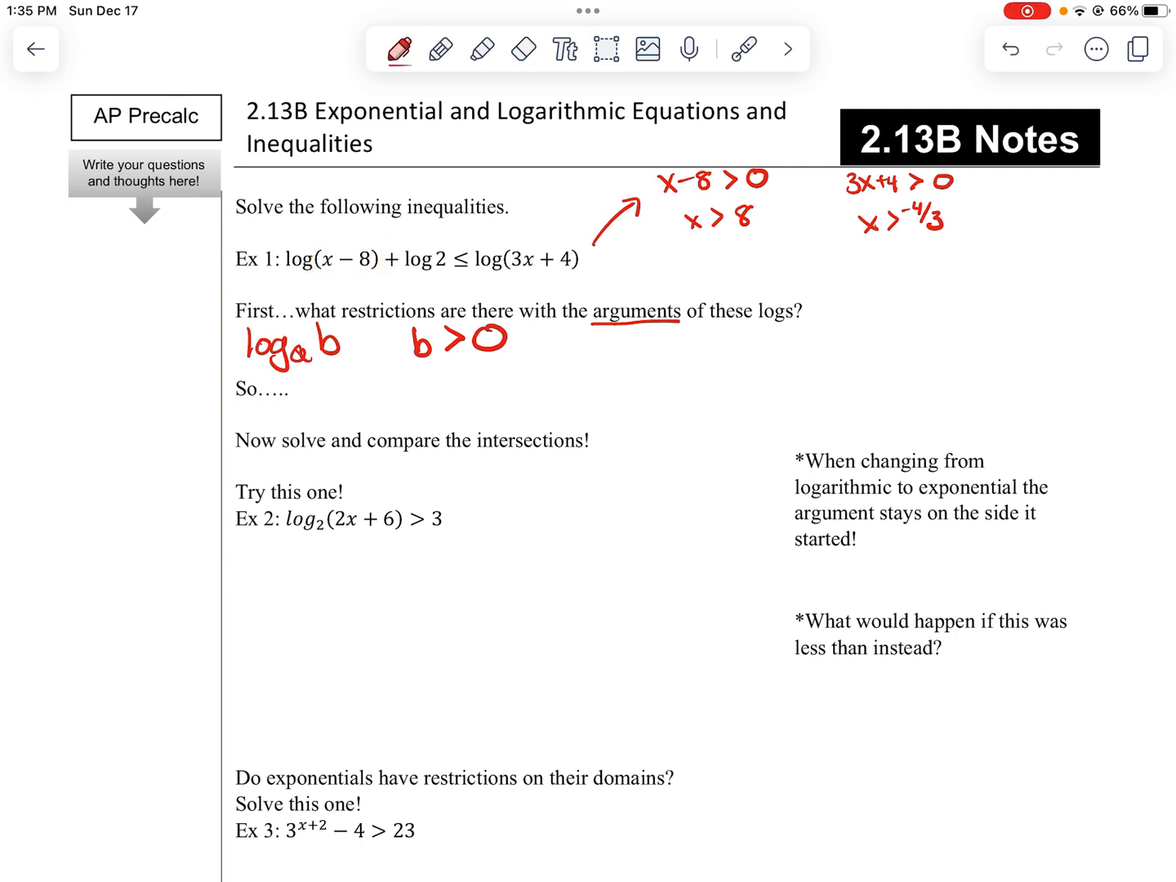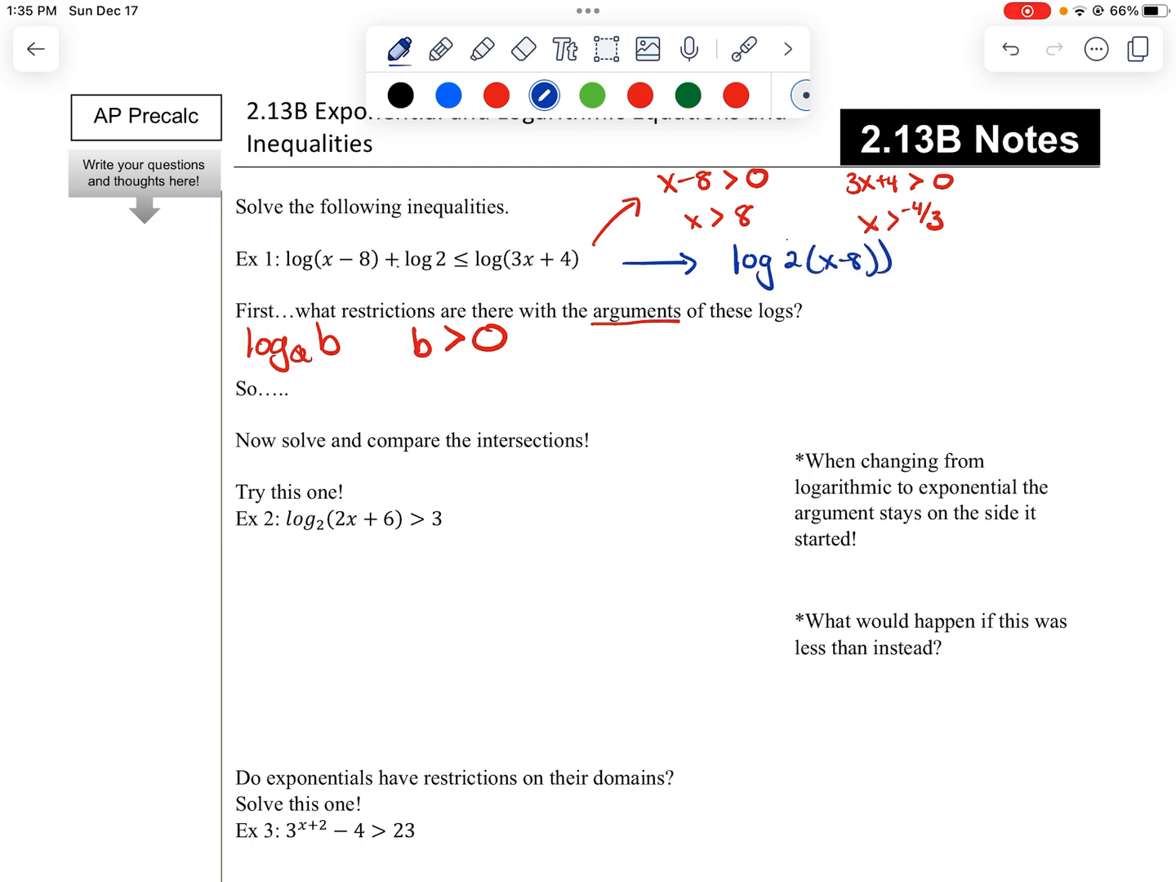And now let's say we were to solve this log right here. If we were to act like we were going to just solve it like we did yesterday, you would say, well, adding goes back to multiplying. So really, log base 2 of x minus 8, oops, I forgot the log over here, equals 3x plus 4. Excuse me, less than or equal to.